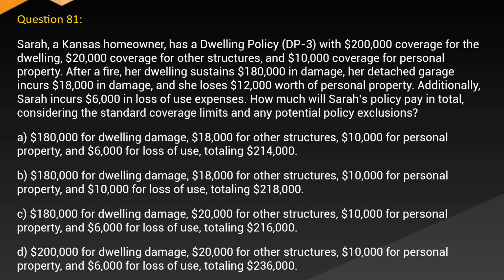A. $180,000 for dwelling damage, $18,000 for other structures, $10,000 for personal property, and $6,000 for loss of use, totaling $214,000. B. $180,000 for dwelling damage, $18,000 for other structures, $10,000 for personal property, and $10,000 for loss of use, totaling $218,000. C. $180,000 for dwelling damage, $20,000 for other structures, $10,000 for personal property, and $6,000 for loss of use, totaling $216,000. D. $200,000 for dwelling damage, $20,000 for other structures, $10,000 for personal property, and $6,000 for loss of use, totaling $236,000.